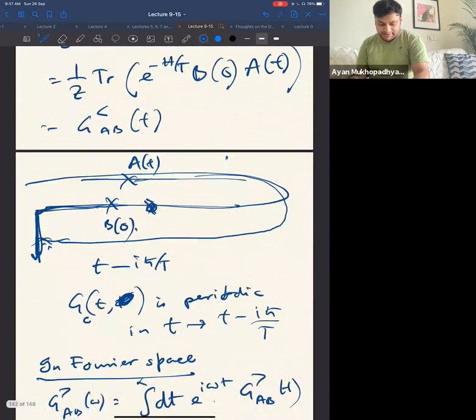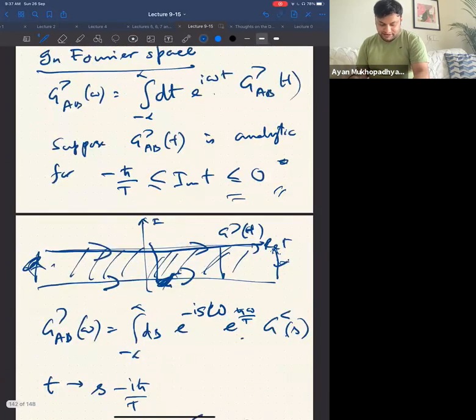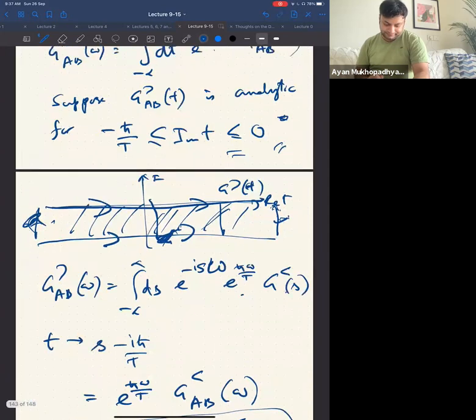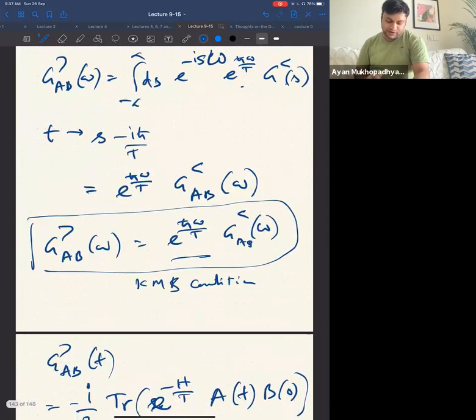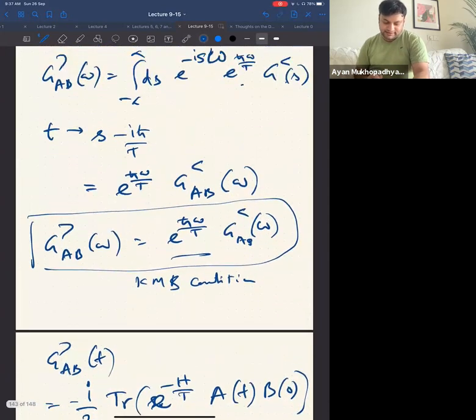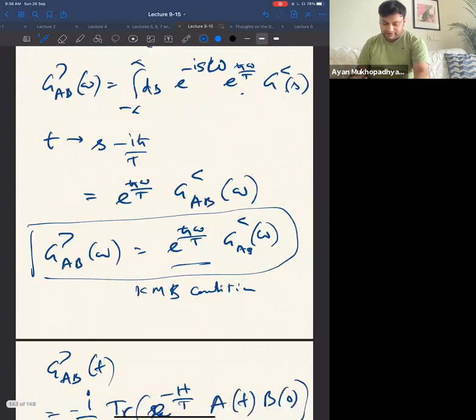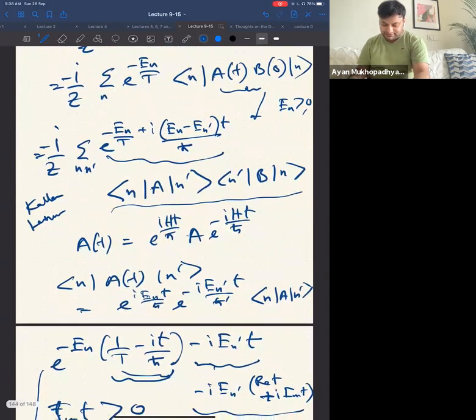And then what we said is that the G greater AB of omega, in Fourier space, gives me this, provided this object G greater of t is analytic in the strip which extends from imaginary t equal to 0 to this value. And this followed from the general spectral representation, which we discussed.